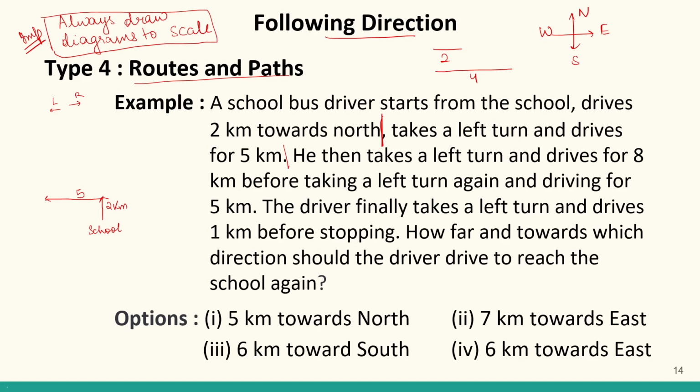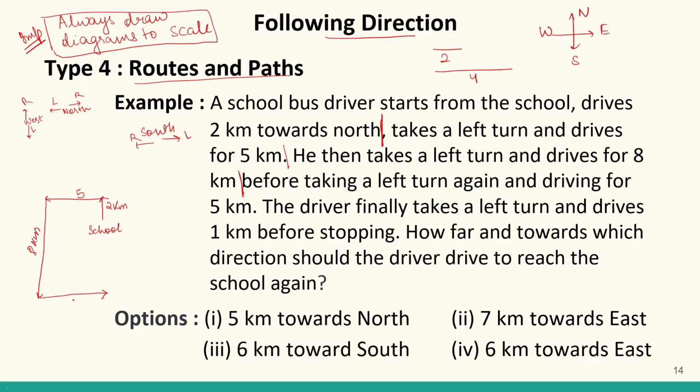So again a left turn, that means we'll go this side from here. If we are facing west, then our right will be this and our left will be this. If we are facing west, this was for north. So he then takes a left and drives 8 kilometers. So he is driving 8 kilometers, let us say, before taking a right turn again. So he took a right turn again. So if I am facing south, my right will be this side and my left will be this side. He took a left turn again and drove for 5 kilometers.